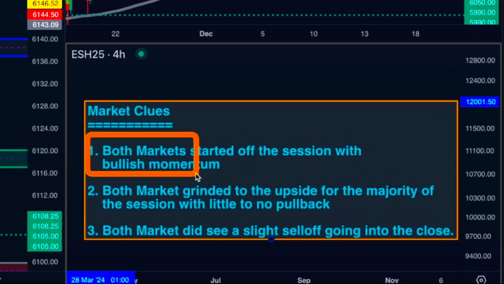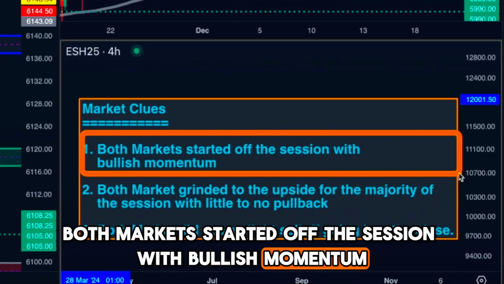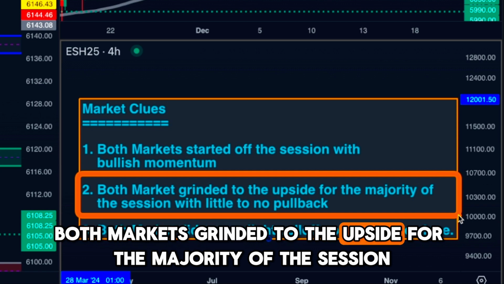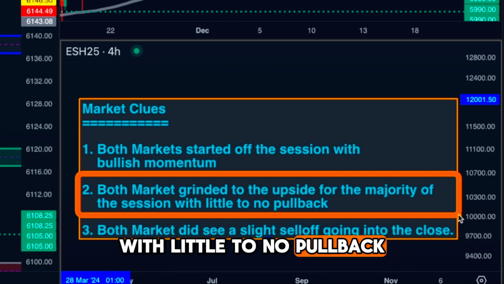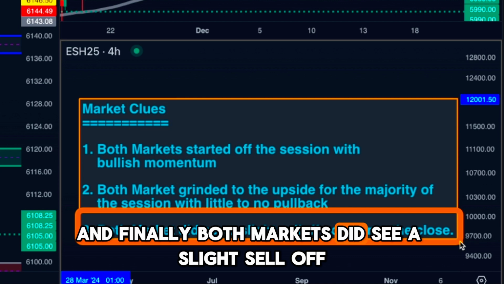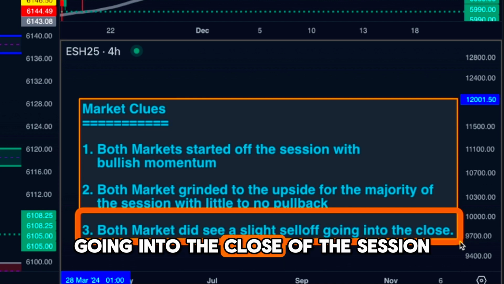And in summary, both markets started off the session with bullish momentum. Both markets grinded to the upside for the majority of the session with little to no pullback. And finally, both markets did see a slight sell-off going into the close of the session.